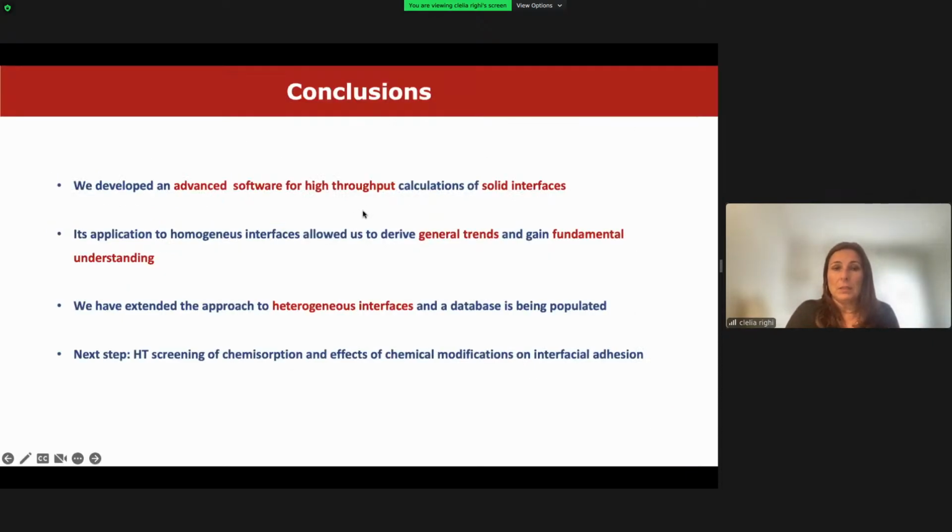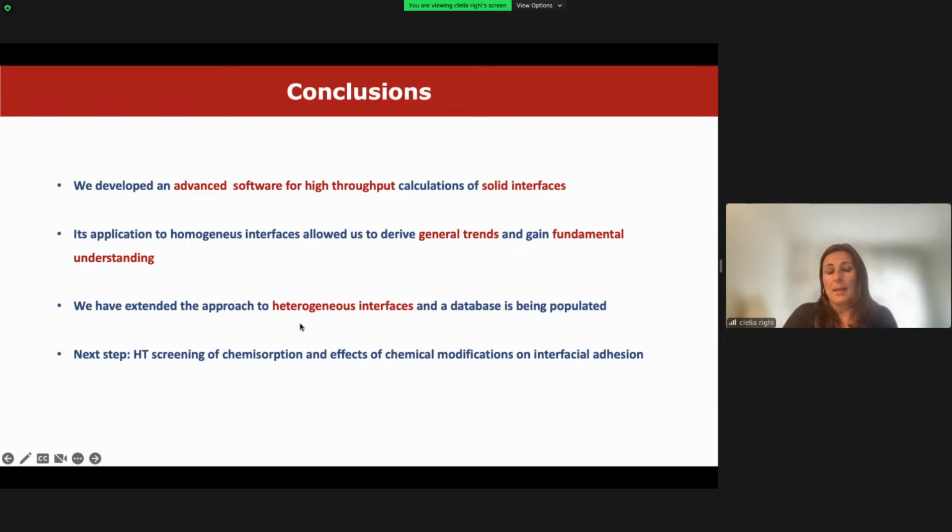Okay, so in conclusion, I've shown you that we developed an advanced software for performing high-throughput calculations of solid interfaces, and we applied it to describe, first of all, homogeneous interfaces, identifying general trends, and also providing a fundamental understanding on the origin of friction, for example, the relation between the interfacial properties and electronic properties.